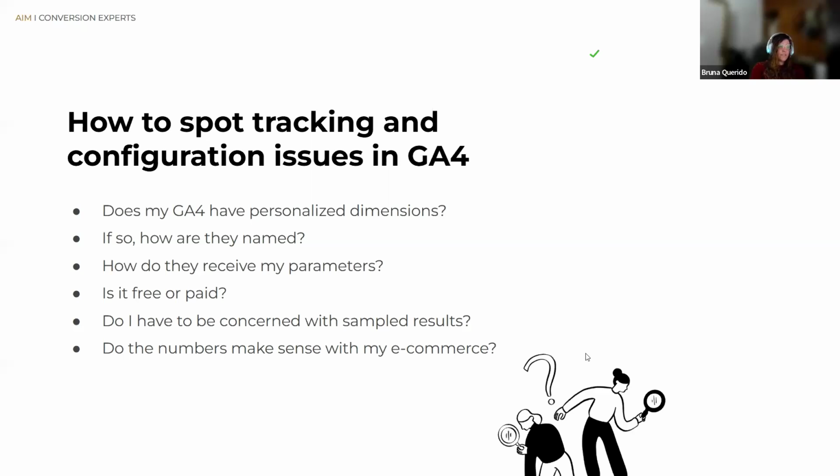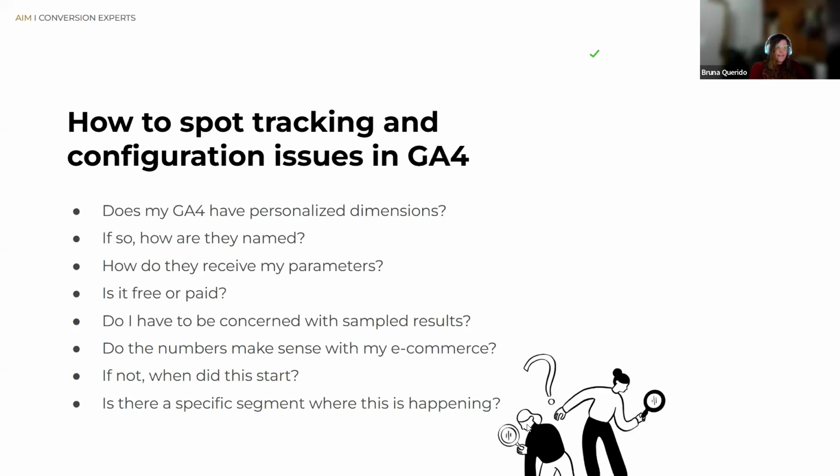And one very important question is: do the numbers make sense with my e-com? Is the traffic being registered in GA4 in line with what I know about my e-com? For transactions, the same question; for revenue, the same question. It's important to know that because you can spot configuration issues in GA4 very quickly. And if it doesn't make sense, when did it start? Did it start when I did a configuration change, or some change in the URLs, or when I added a metric or a dimension to capture my data? All of this can influence the numbers being registered in the tool, in this case, GA4.